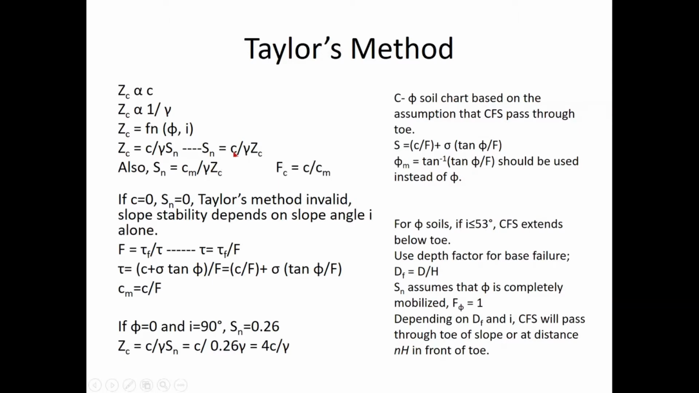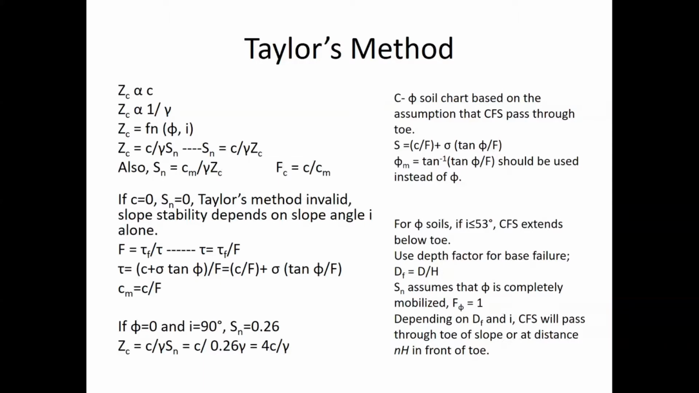So we saw ZC from the basic expression of stability number. The basic expression of stability number that we saw previously was Sn is equal to C by gamma ZC, right? So we know that if you rearrange it, you can see that ZC is equal to C by gamma Sn. We know that ZC is proportional to C and ZC is inversely proportional to gamma. What is this ZC? It is the depth at which the soil is at equilibrium, that is ZC, the critical depth, right?